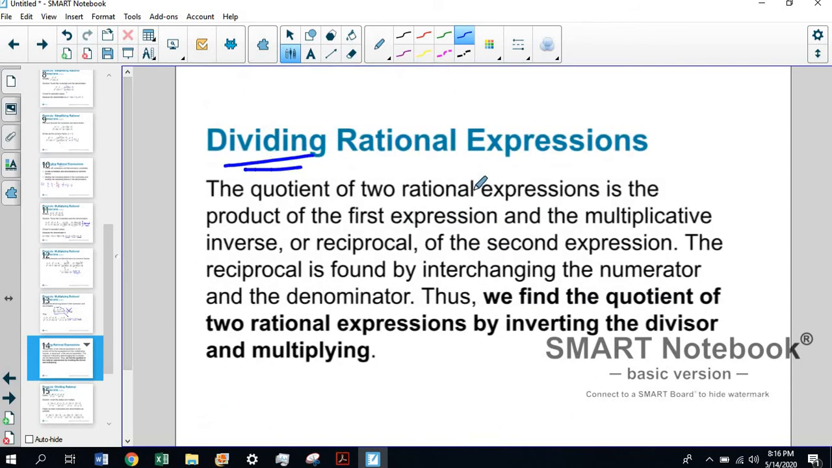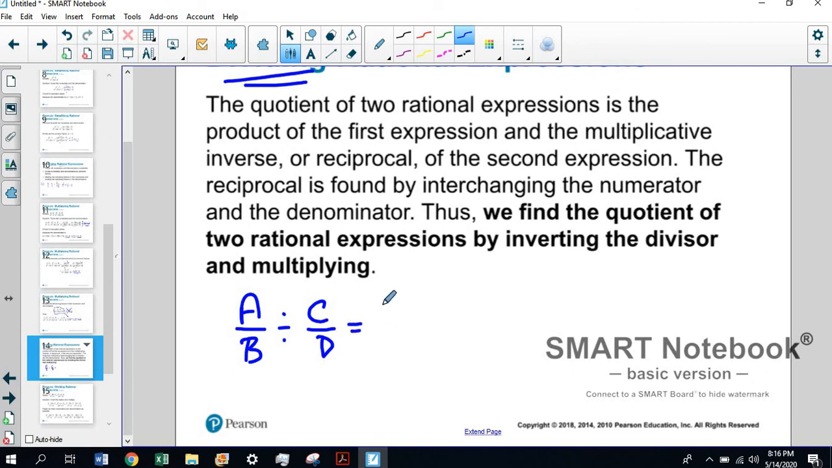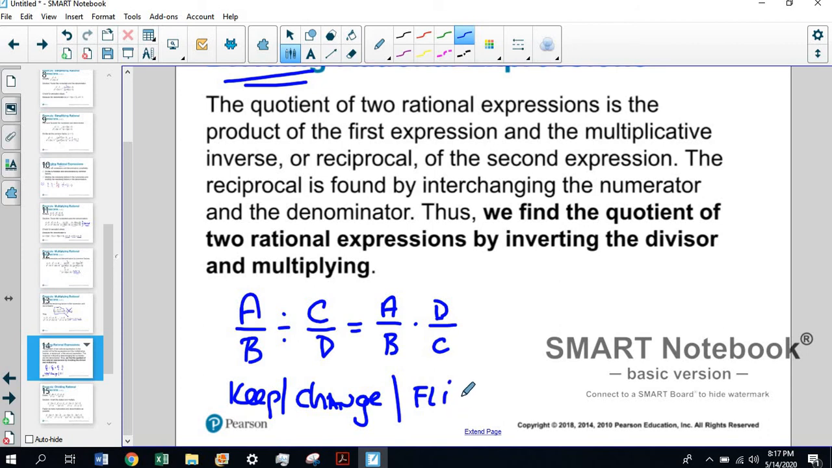All right, if you want to divide rational expressions, you just have to remember that if you have a over b divided by c over d, right, then that's the same as a over b times d over c. You keep, change, flip is what a lot of teachers will teach. All right, keep the first one exactly the same, change from division to multiplication, and then flip the second one.